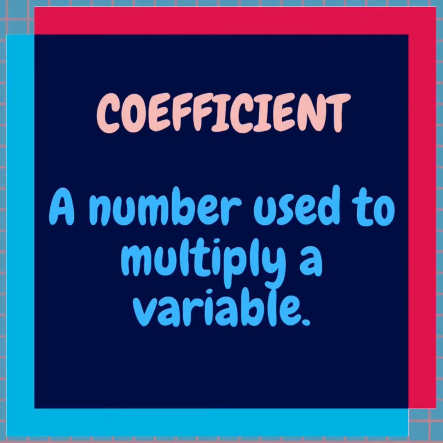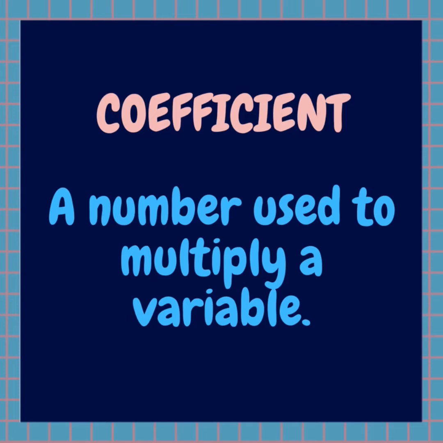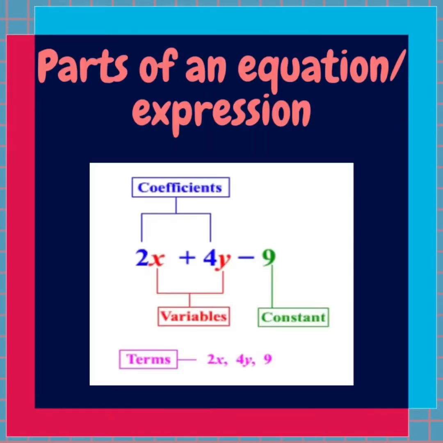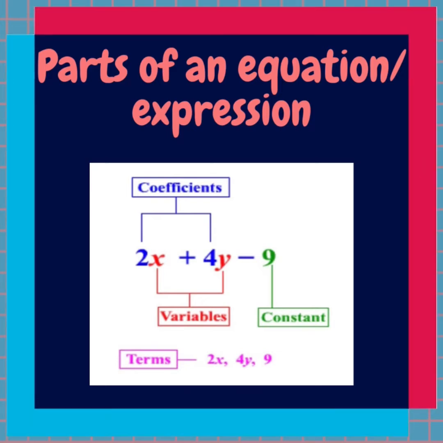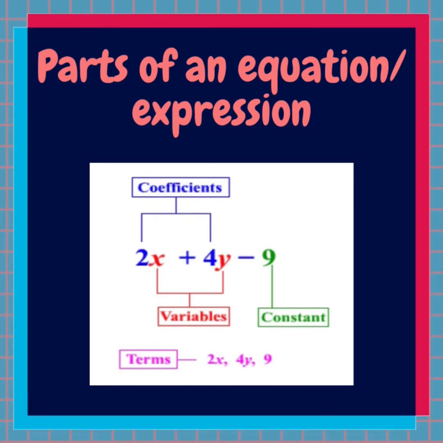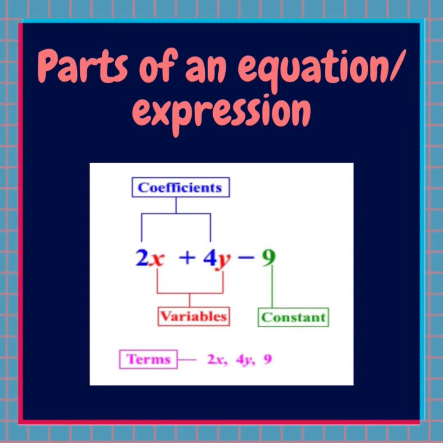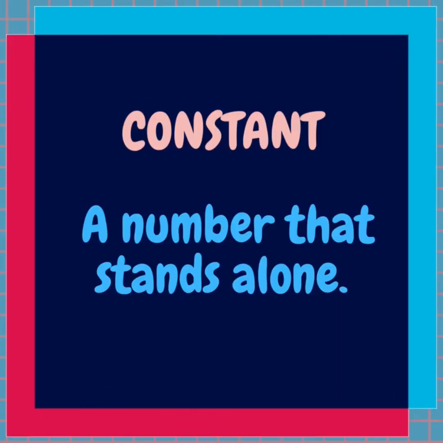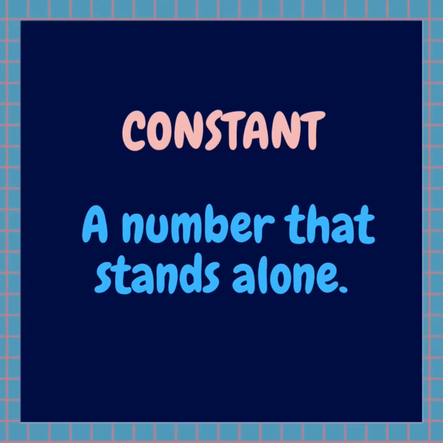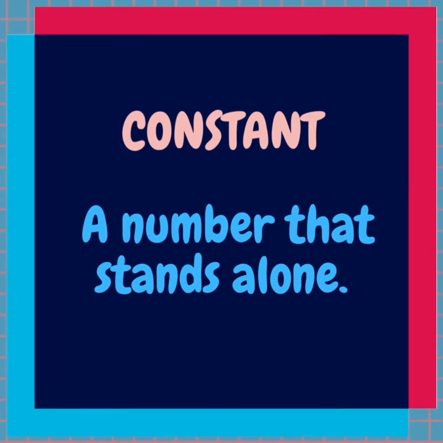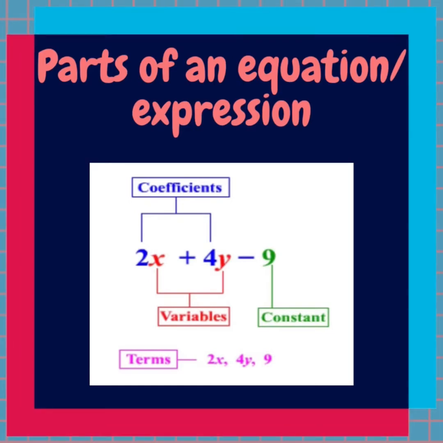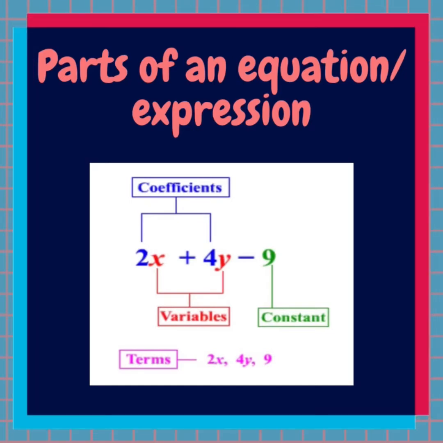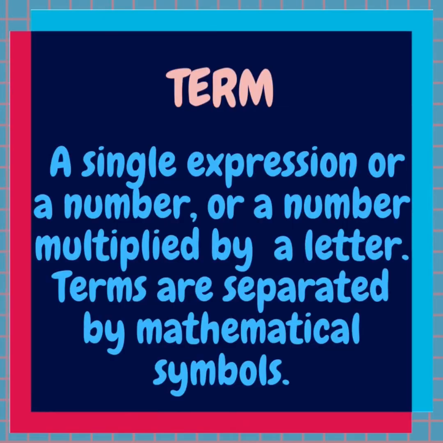A coefficient is a number used to multiply a variable. So as we see here, 2 is multiplying x and 4 is multiplying y. 2 and 4 are coefficients because they're multiplying our variables. Next, we have a constant. A constant is a number that stands alone. We can see 9 to the right standing all by itself. 9 is representing our constant.